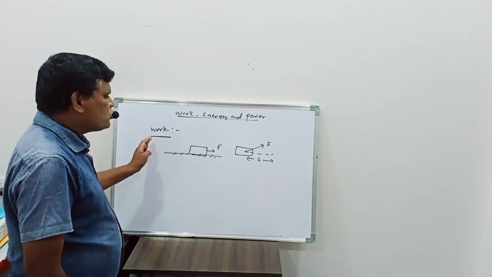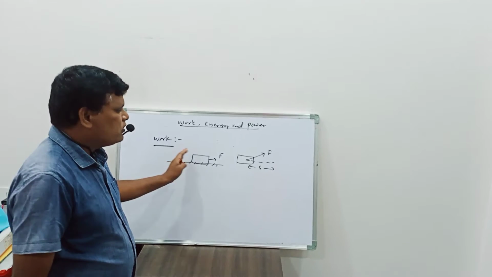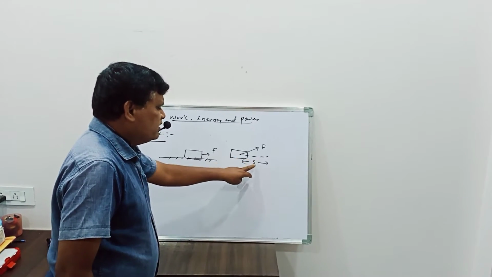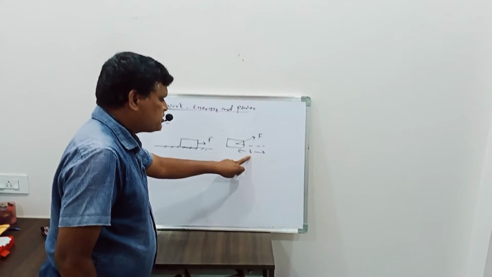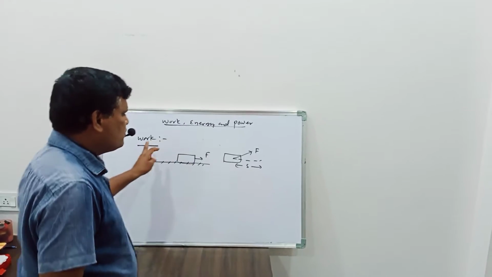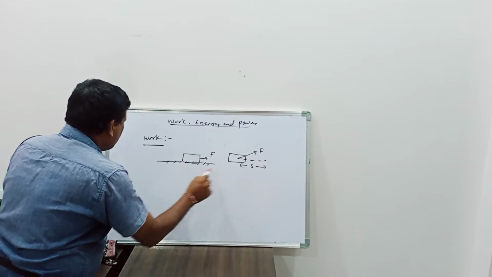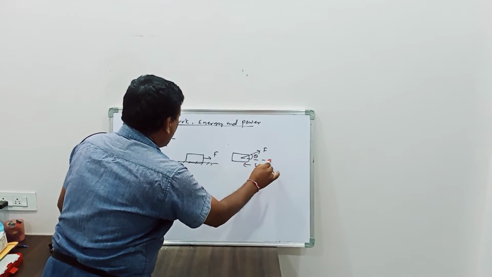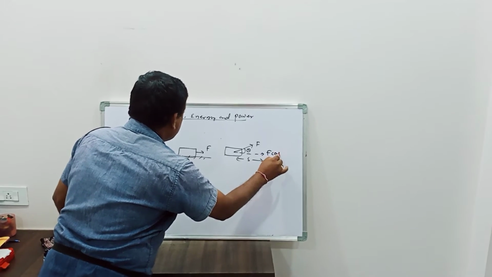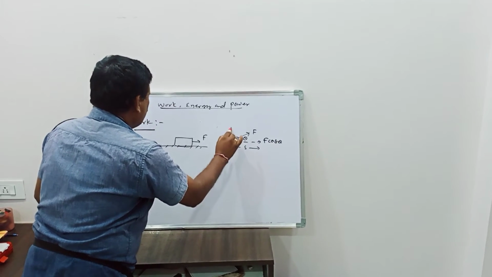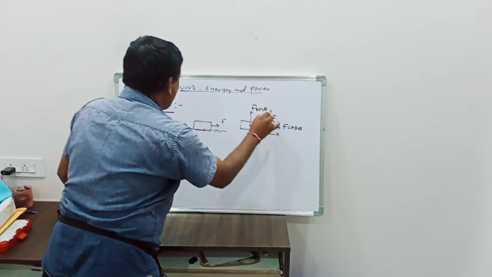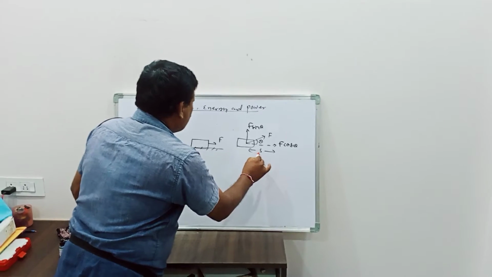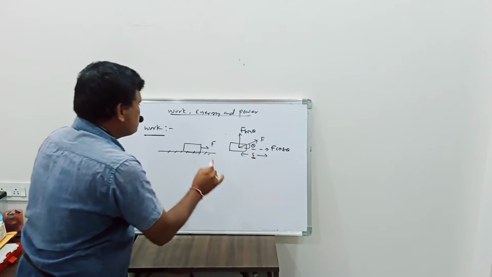Now I am giving the definition. Work is done if the force is acting on this body, then it displaces through a displacement S. That is called work. Here F is the force acting on this block. F is resolved into two components, F cos theta and F sin theta. The displacement of the body is S.